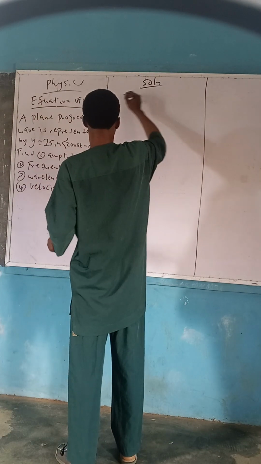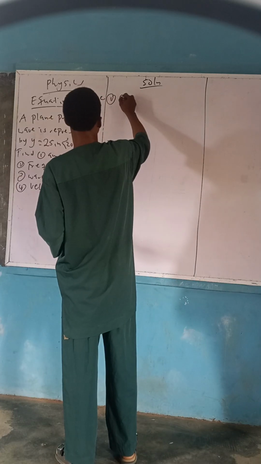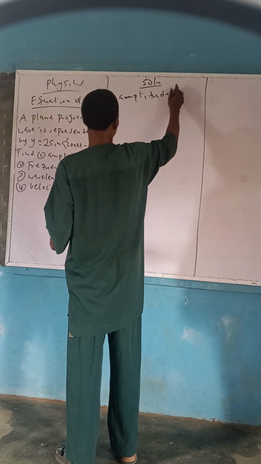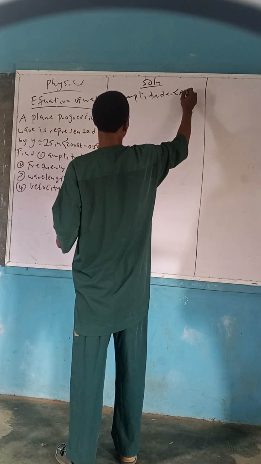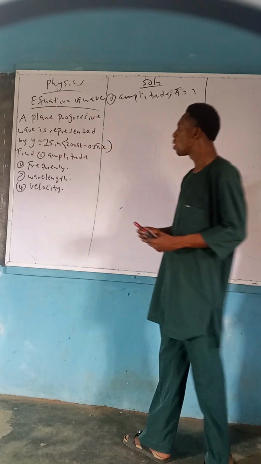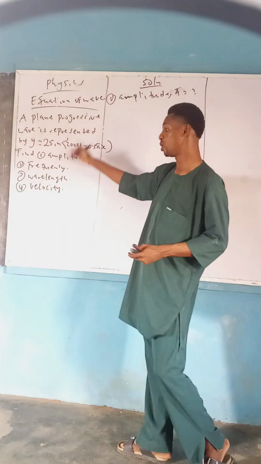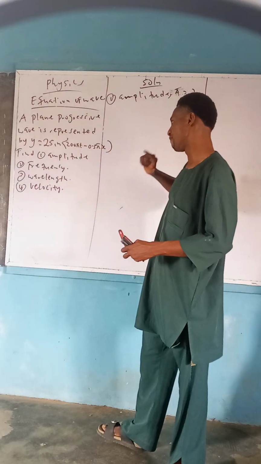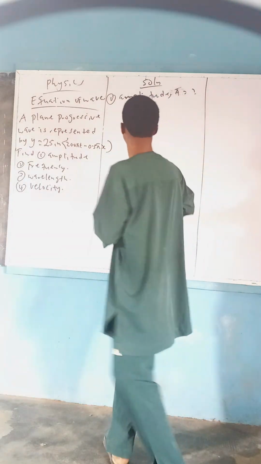Most students find the equation of a wave difficult, but it's very simple. Once you calculate the amplitude, denoted by A, please note whenever you are calculating amplitude in the equation of a wave, you look for the place where you can find it.